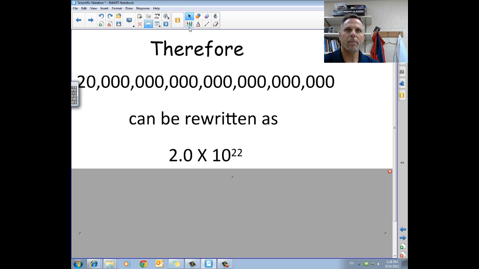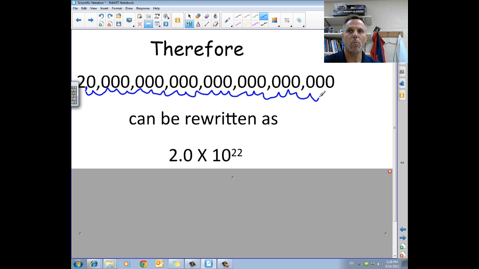If I go back up here and I put a decimal point over here, then I count 1, 2, 3, 4, 5, 6, 7, 8, 9, 10, 11, 12, 13, 14, 15, 16, 17, 18, 19, 20, 21, 22. That decimal place moves 22 places.